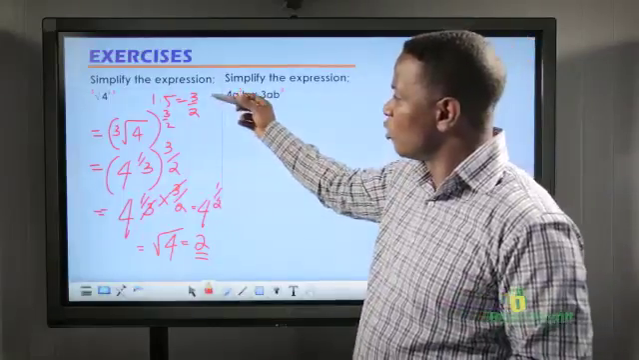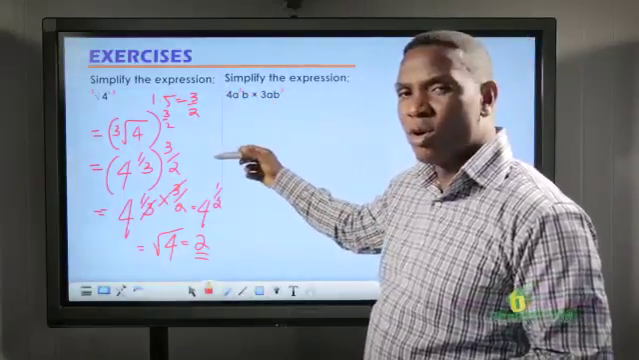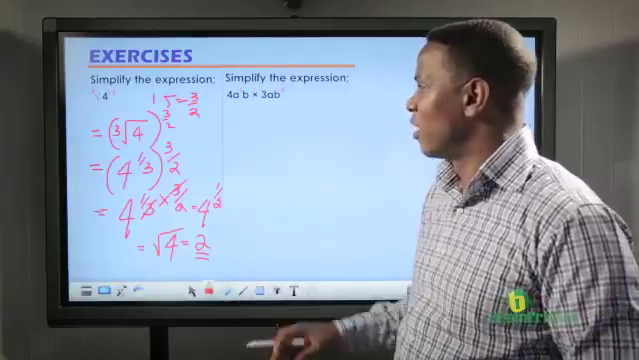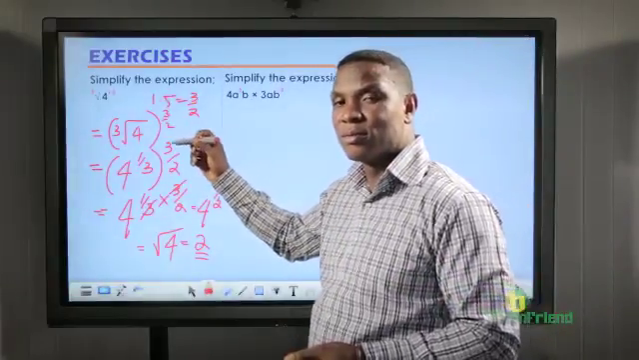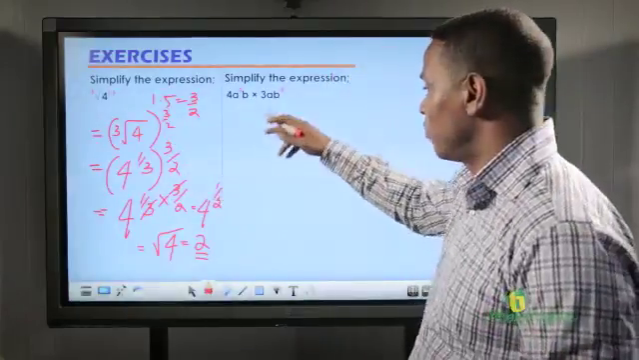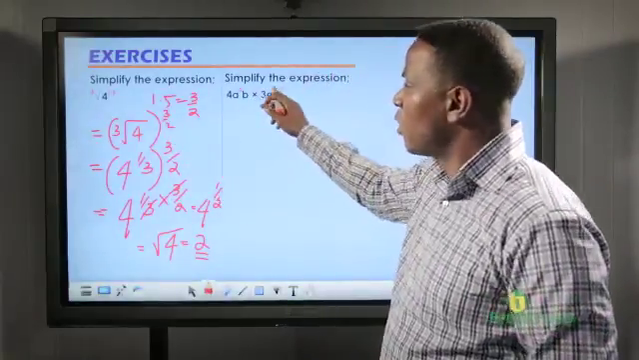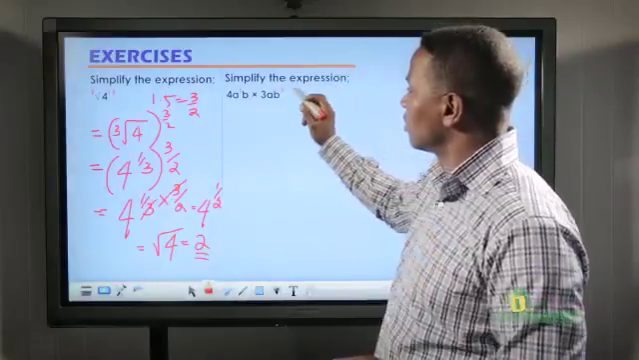If we see this question, we've used laws that we've learned so far. Can you notice some of those laws? On your own, try and see if you can notice some of those laws. Meanwhile, let's go on to other questions.